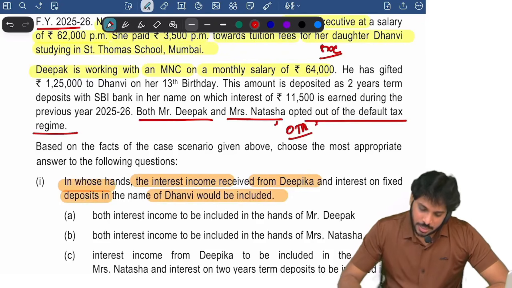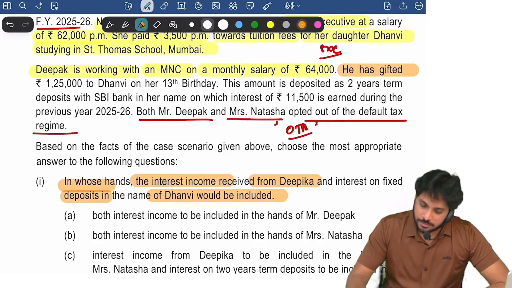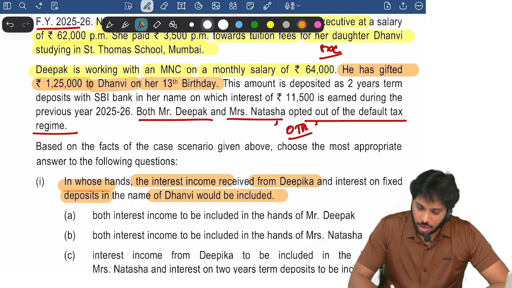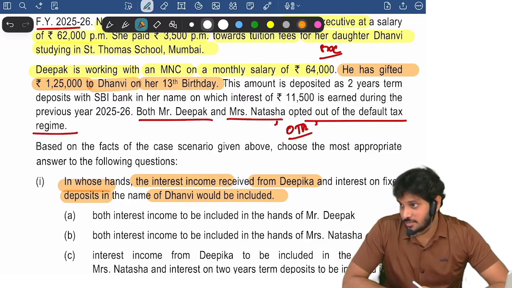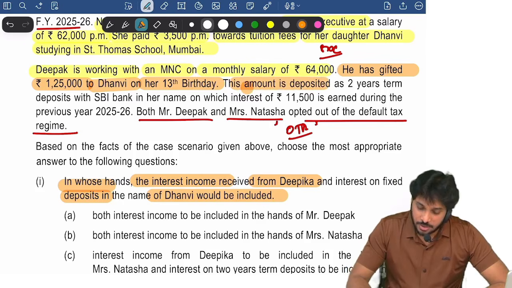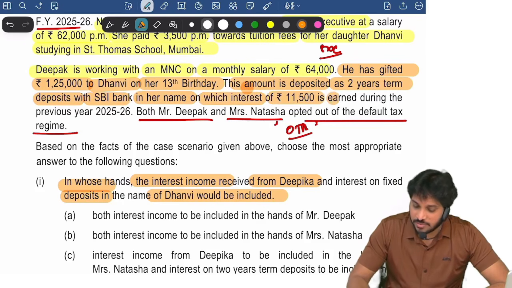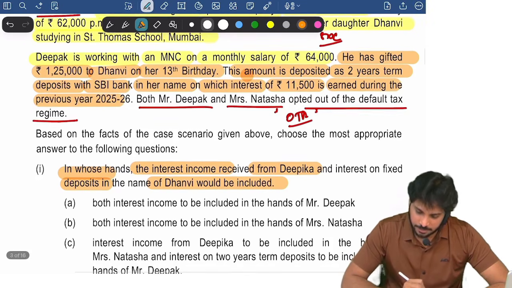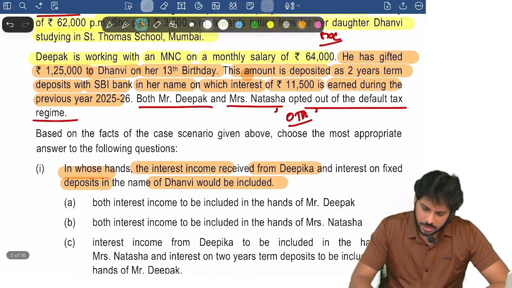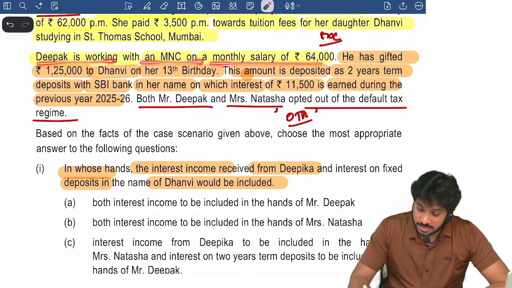Then he gifted 1,25,000 to Dhanvi on her 13th birthday. Yes or no? This amount is deposited as a 2-year term deposit with SBI in her name, on which interest of 11,500 is earned during the year 25-26. Correct? So fine. Deepak is working with an MNC on a monthly salary of 64,000.